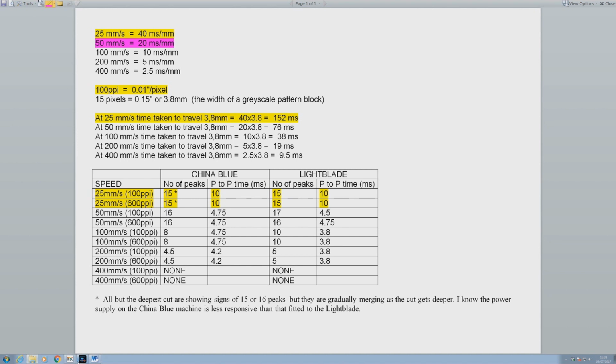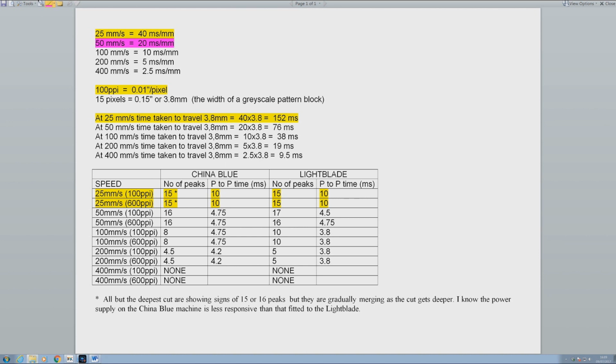I don't think that these marks are anything to do with the belt or the stepper motor itself, because if they were, why do I get exactly the same results on the China Blue and the light blade machine? Now, I've already showed you the way in which the light blade gearing is working, and it's significantly different to the China Blue. And so the chances that these marks are anything to do with the stepper motor resolution or the gear teeth on the pulley, no, I can't believe that. One pulley is 16 teeth and the other pulley is about 42 teeth or more. I think I've got to blow that one out the water.